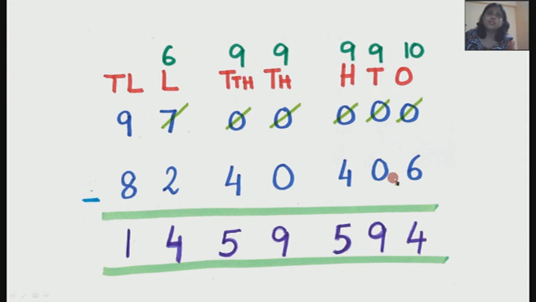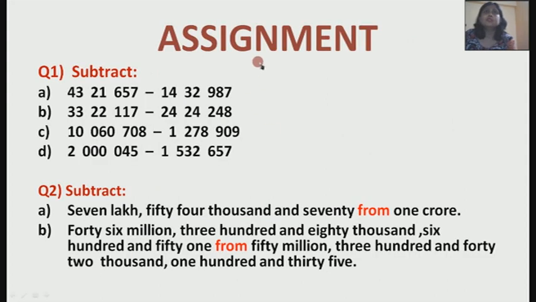So now moving on to the assignment part. This assignment has also been given on your website separately, but I took it up in this video so that it becomes clearer to you. You can see the first two sums are in Indian system. So don't forget to write the places on top and then write down the bigger number, then the smaller number, and calculate the difference. In sums C and D, you can see these are in international system.